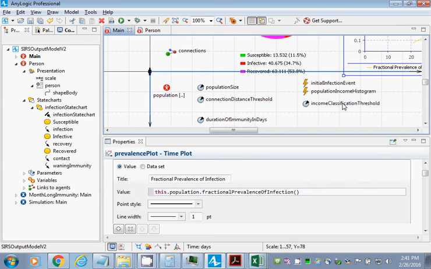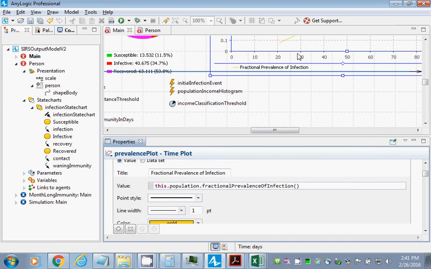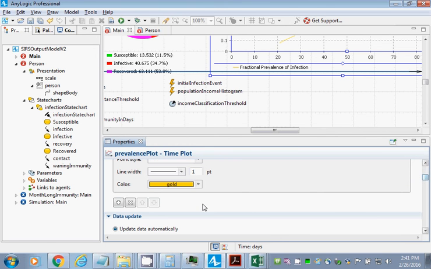Okay, so how are we going to add these to this graph? Can anyone tell me? Go to the events and stuff. Yeah, okay, so we go there. No, we actually don't need the event at all. The event is fine, because we're not doing it to the histogram, we're just doing it to the prevalence of infection. So for the prevalence of infection, what are we going to do?